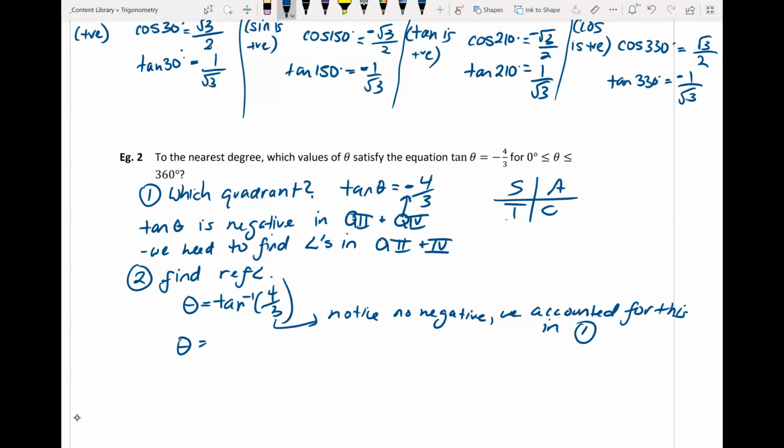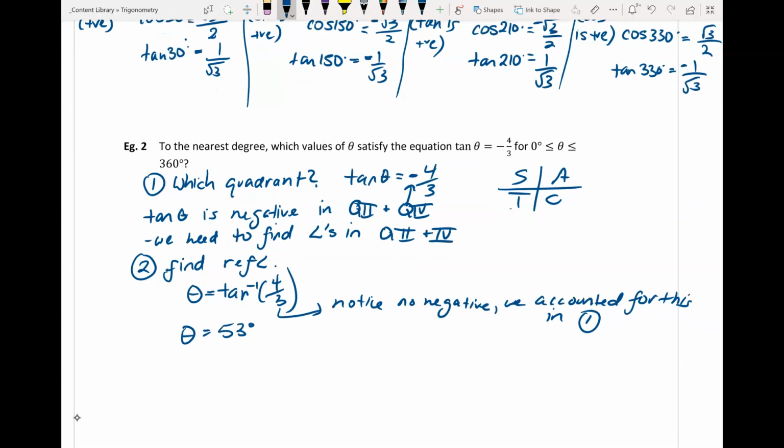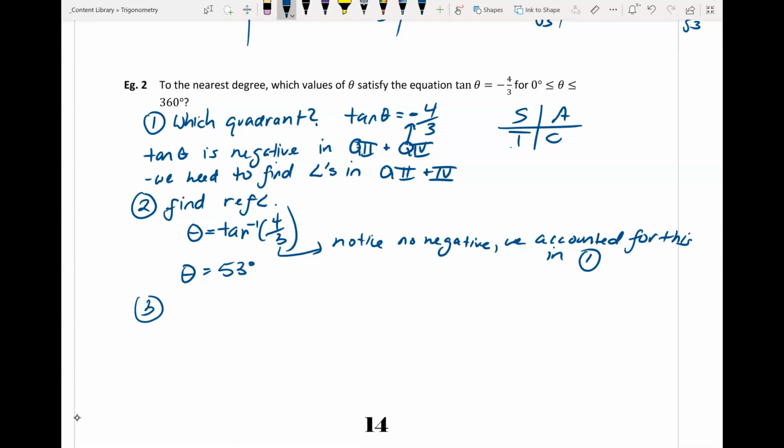Okay, so I'm going to put this into the calculator. Tan inverse of 4 over 3 in the calculator gives me 53 degrees. This is our reference angle. Next thing we're going to do is find the angles that are in quadrants 2 and 4 using this reference angle.